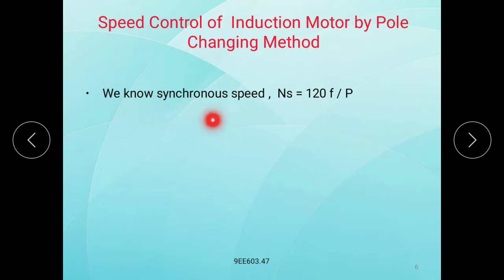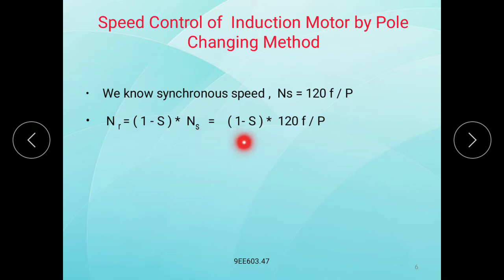So we know that Ns is equal to 120 F by P. Here F is the frequency and P is the number of poles. So the rotor speed is (1 minus S) into Ns, that is equal to (1 minus S) into 120 F by P. This is the rotor speed.